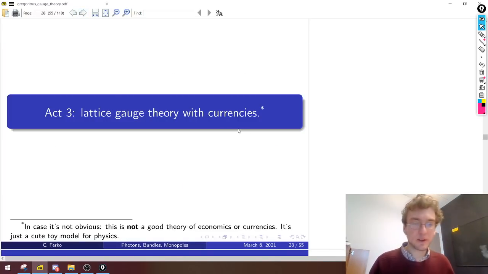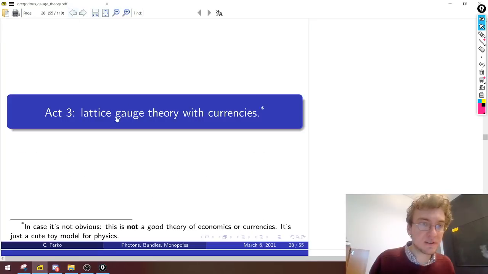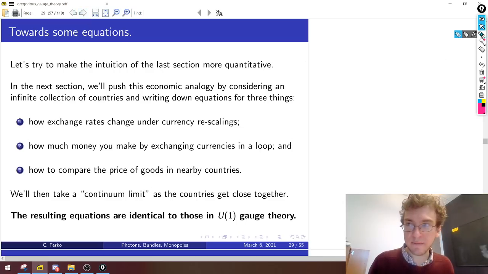All right. So if there's no other thoughts, I will do a little bit of math, but not so bad. This is just calculus and like 2D vectors. So this is really just pictures, nothing sophisticated here. So the goal is to get some equations by starting with the intuition we had before and making it a little quantitative. So this section will push that analogy a little bit by having an infinite collection of countries. We're going to put these countries on a grid or a lattice. This is sometimes called lattice gauge theory. And again, even though this is a cute toy example, the equations I write down are the equations you will see if you open a textbook on lattice gauge theory. So this is actually useful.